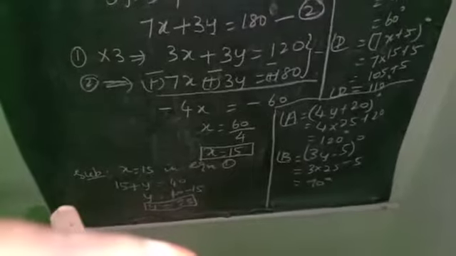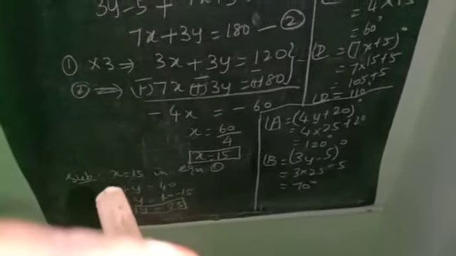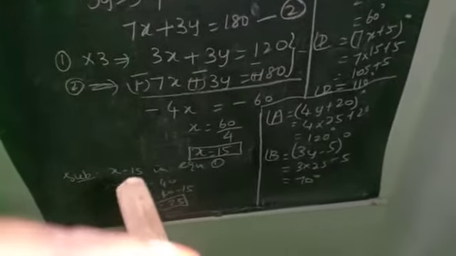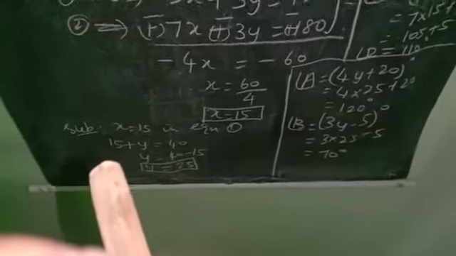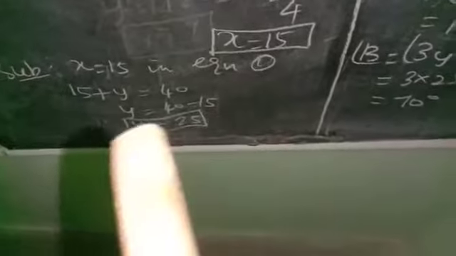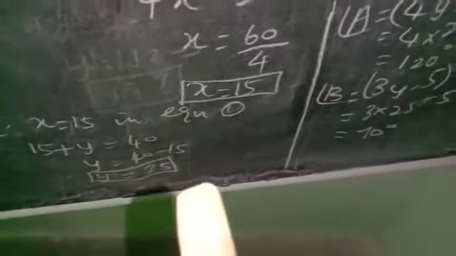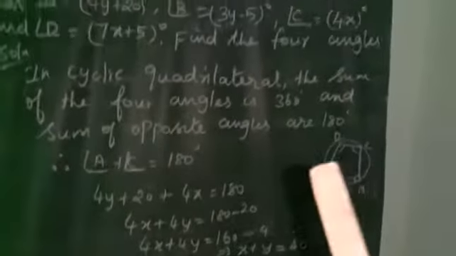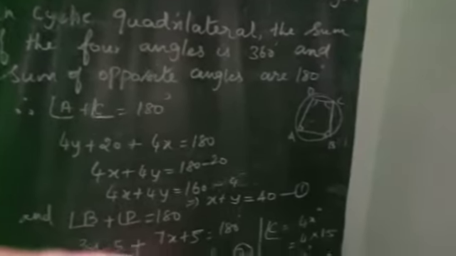Now we substitute the value x is equal to 15 in equation 1. Then we write 15 plus y is equal to 40. So y is equal to 40 minus 15, which is 25. So the y value is 25. What is the question? Find the four angles. So we find the angles A, B, C, D.